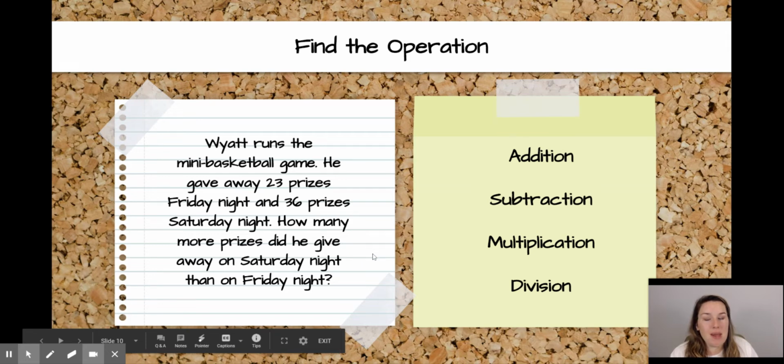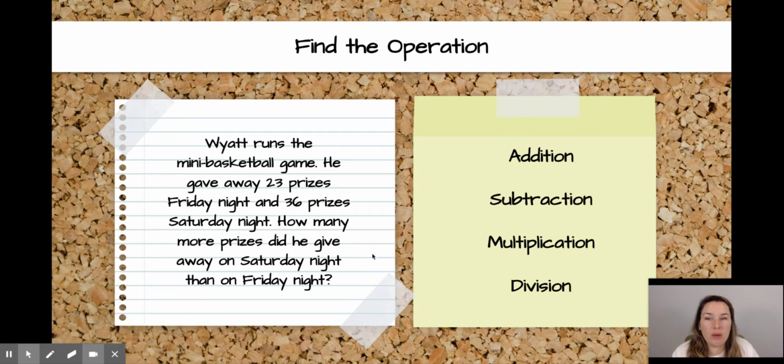Wyatt runs the mini basketball game. He gave away 23 prizes Friday night and 36 prizes Saturday night. How many more prizes did he give away on Saturday night than on Friday night?